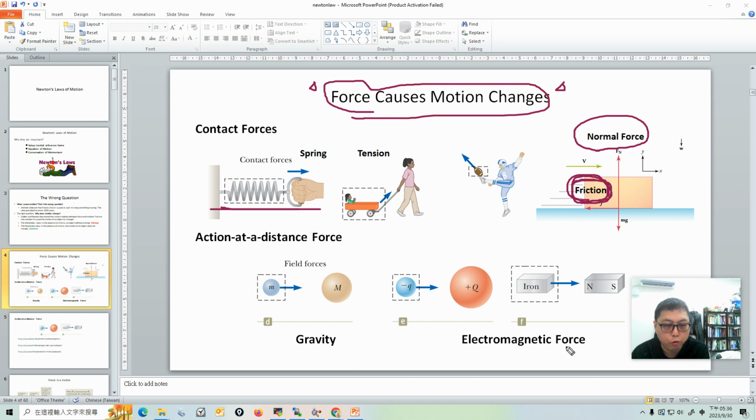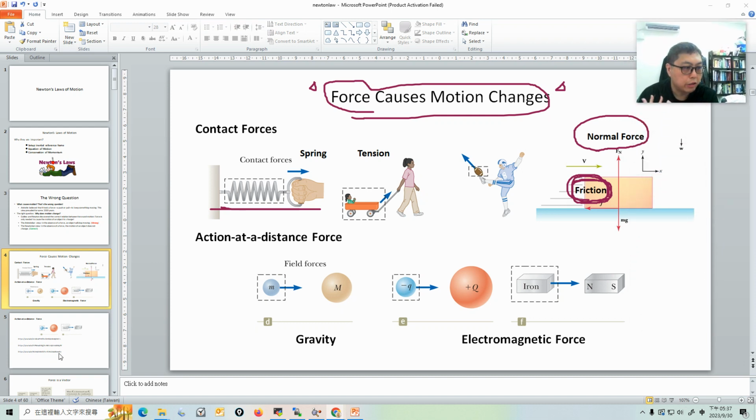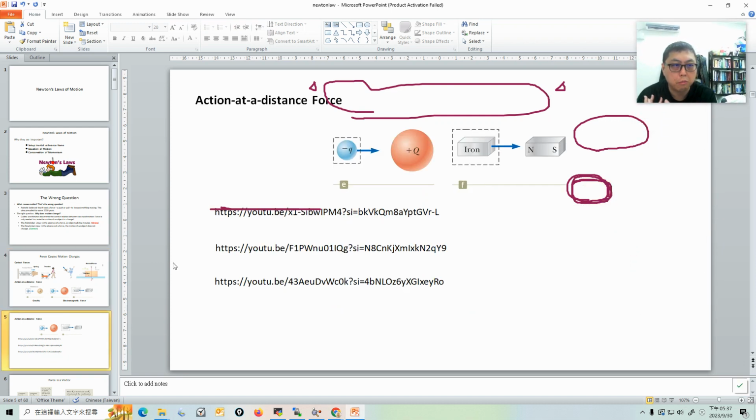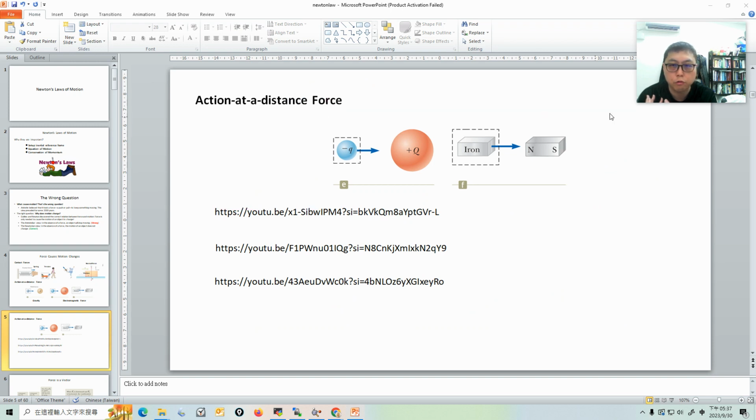For the electromagnetic force, I think you all learned it in high school: the Coulomb force between charges. There's nothing between the charges, but they can still feel the force. And with magnets, there's no object between the two magnets, but they can feel the force from each other. That's called an action-at-a-distance force. This slide just shows you some examples of action-at-a-distance forces, and in this video you can look at it yourself. It's very interesting, but we will talk about it next semester.